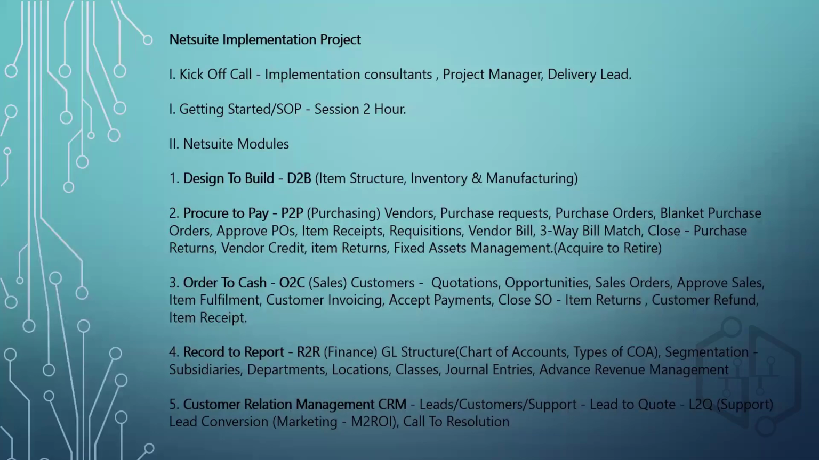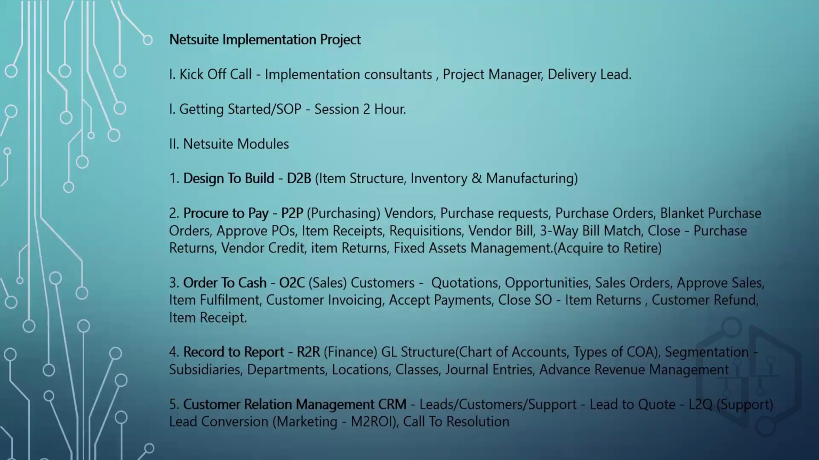And then there is order to cash. Just go by the literal meaning again. The customer is ordering something, and they pay. Simple. You are selling something, so that is what O2C is all about. So D2B, P2P, A to R, and then O to C, order to cash, is your sales process, wherein you have your customers, quotations, opportunities, same like the purchase orders. You have your purchase orders right above, and then you have your sales orders here.